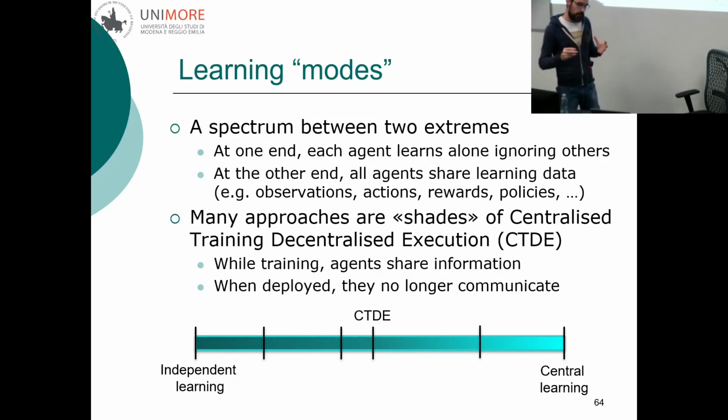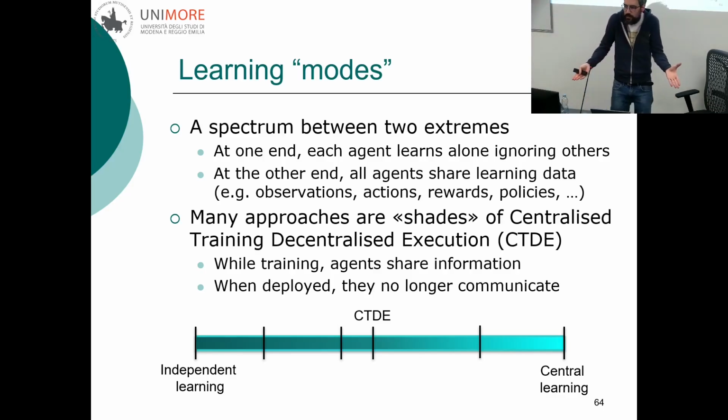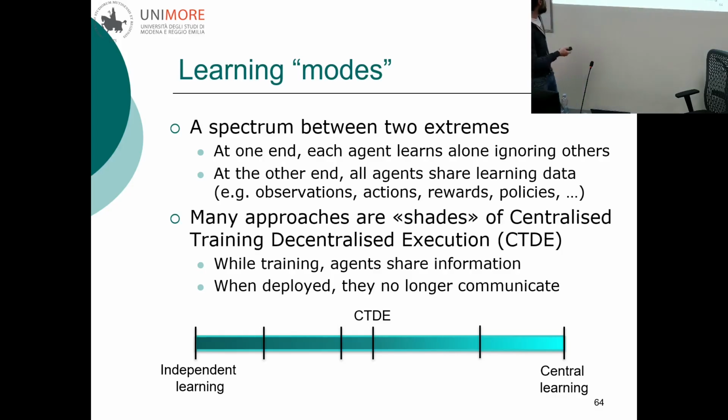If I have multiple agents, my approach could be one of two extremes. Either I consider each agent in isolation. So I have 10 agents that are learning. Each agent learns on its own, basically. It has its own observations, it can do its own action, it takes its reward. It doesn't care about other agents being in the environment. That will be called independent learning, one end of this spectrum. Each agent doesn't care about the others.